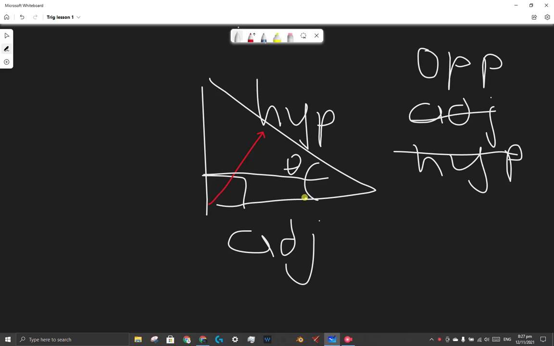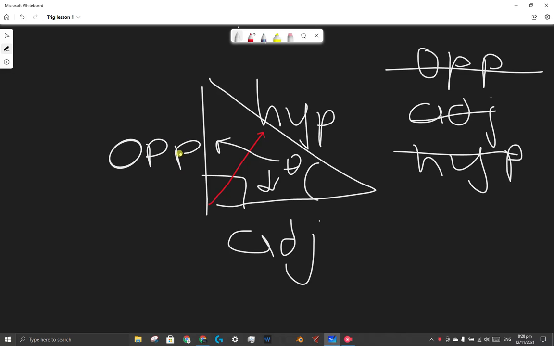And next up we have our opposite side. So opposite to angle theta, we have this side here. So opposite is here. And as you can see, it all depends on angle theta in this situation. So opposite to theta, adjacent to theta, and the hypotenuse is opposite the right angle, the longest side of the right angle triangle.